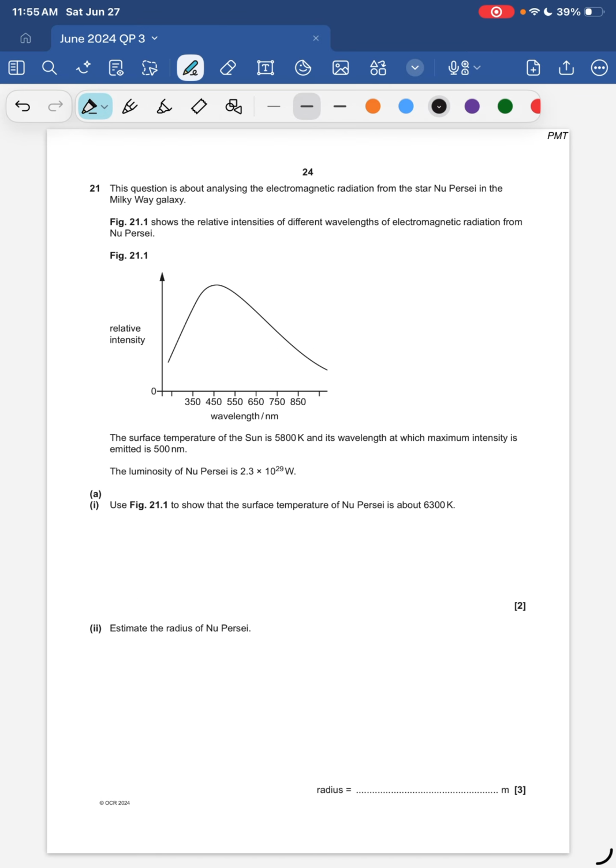Okay, this question is about analyzing the electromagnetic radiation from the star Nu Persei in the Milky Way galaxy. To be honest, I never heard of this star. If you did, let me know in the comments.